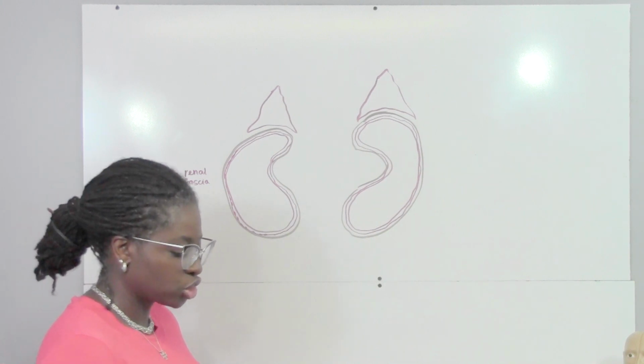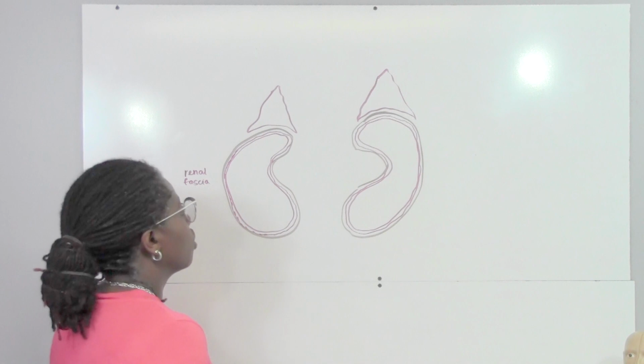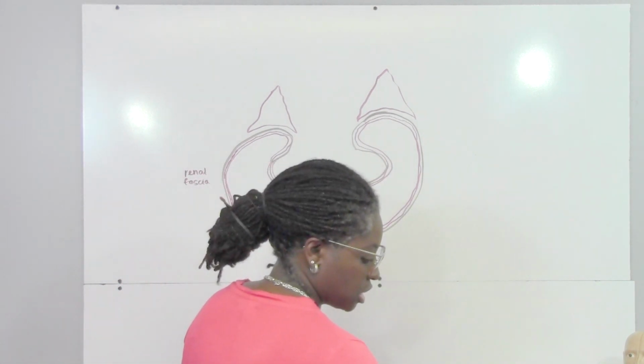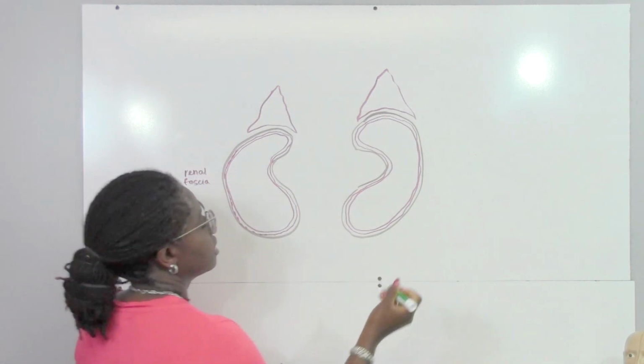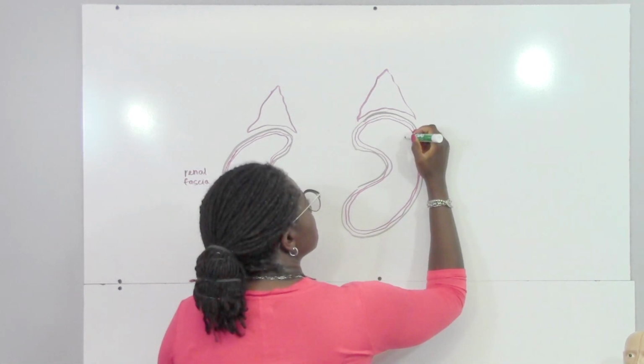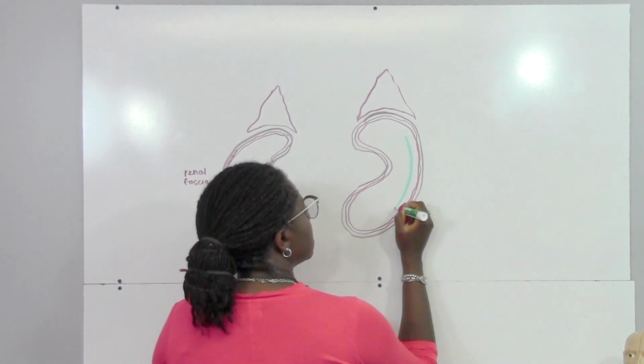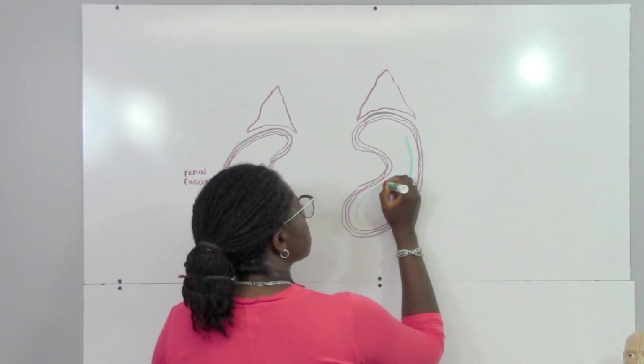Now the actual structure of the kidney. So these coverings are there. On the outer surface, we have the cortex. This area that I'm going to draw here in green is the cortex.